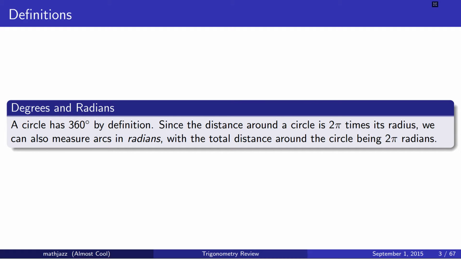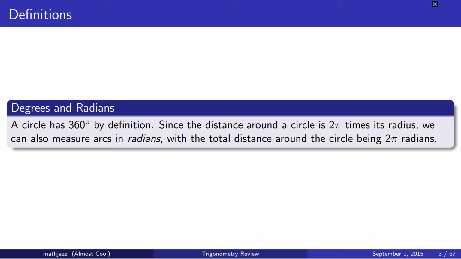But before we talk about the definitions of trigonometric functions, we're going to have to talk about angle measure. Since trigonometric functions are functions that take in an angle and spit out a ratio, if we don't have a way of measuring angles, then we can't really talk about trig functions. The two primary ways that calculus students will measure angles are with degrees and with radians.